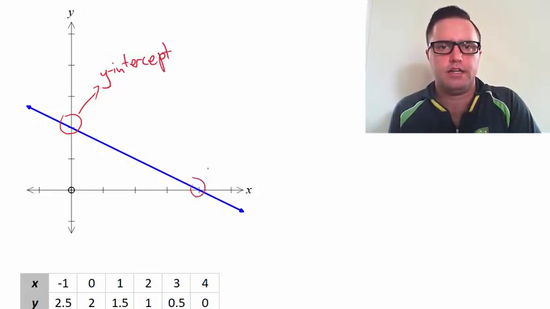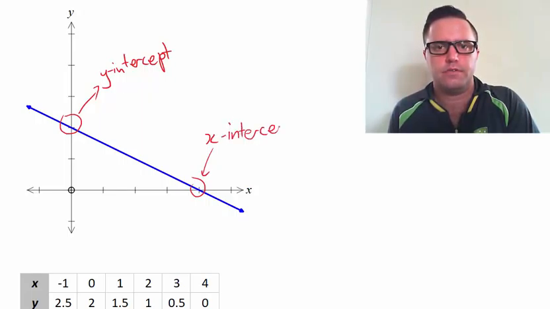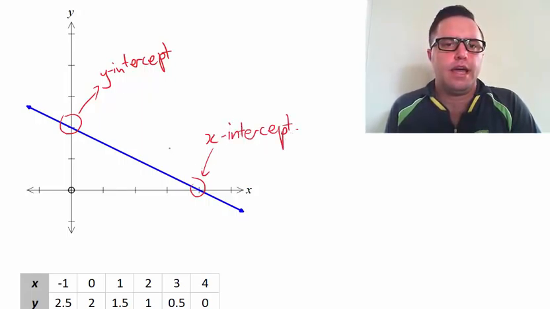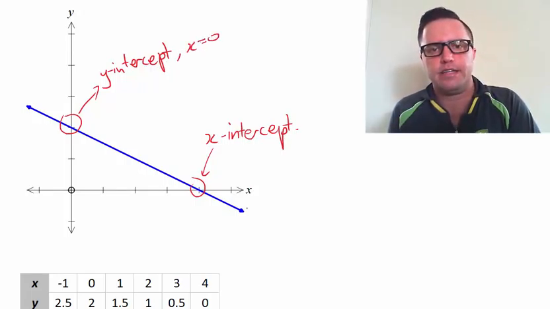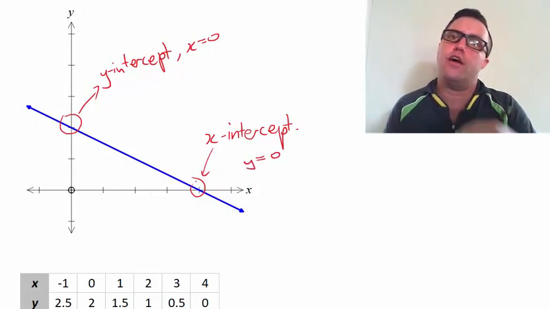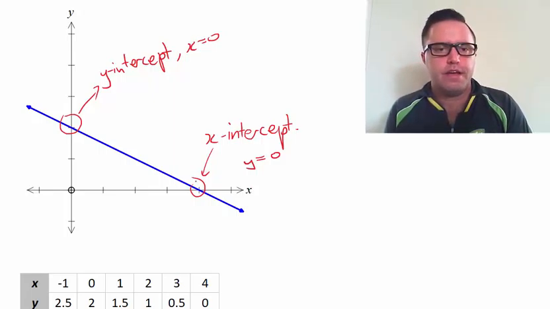And this here is our x-intercept. Okay? And what's very important is that you notice with the y-intercept, we know that that is at x equals 0. Okay? And our x-intercept is always going to be at y equals 0. See, at this point it's in line with the origin, so the y is going to be 0 at that point.